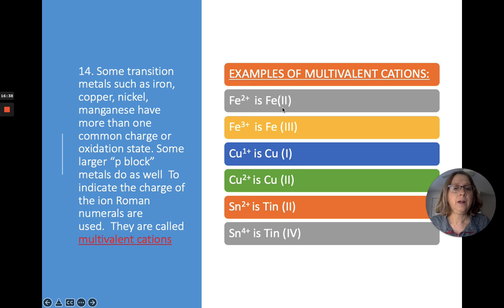With multivalent cations, we put the charge, and this is really important, as a Roman numeral. So instead of saying iron junior, we call it iron with a Roman numeral 2 because it's a 2+, and iron with a Roman numeral 3 for 3+. You can see there are other forms, like tin is a 2+, or there's also a tin 4+, okay?